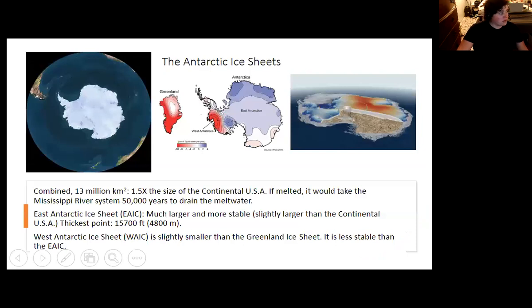So now we'll talk about the remaining ice sheets we have, starting with the 2 Antarctic ice sheets, because this is Antarctica after all.